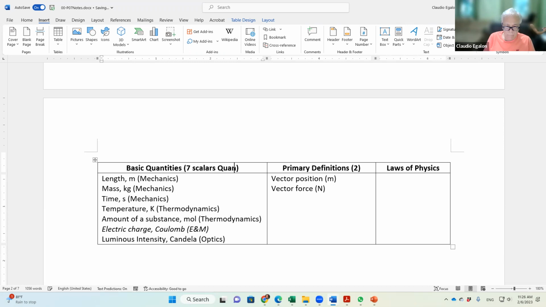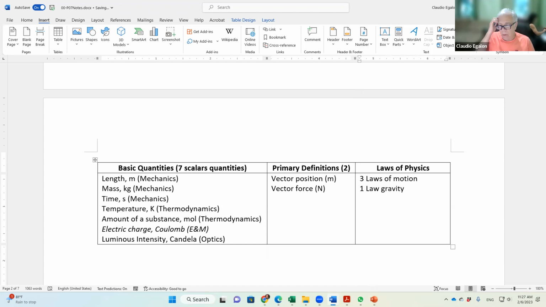7 scalar quantities. And then you have the laws of physics that we have studied. I'm going to remember 3 laws of motion. In reality, it's 2, not 3, but let's keep it at 3 for now. We have the law of gravity. We didn't cover that last semester. I usually cover the gravitational law, but we didn't have time to cover that. And we have 4 laws of thermodynamics.